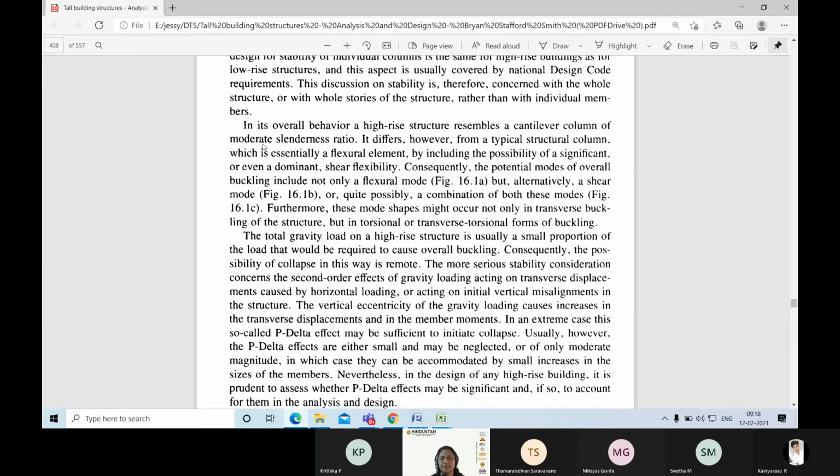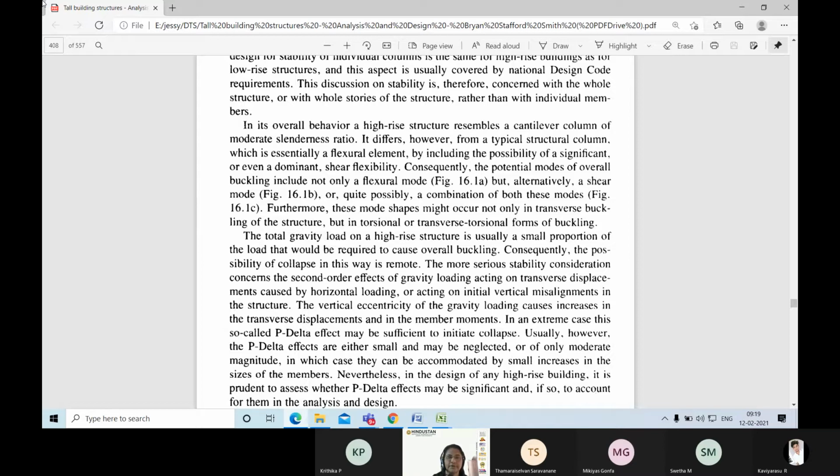So even if it is a single cantilever column, the main mode of that is flexural behavior. It has a tendency to bend, or it has a tendency to sway. An independent structural column, the nature of that particular column is to have flexural deformation. You know that it's a flexural element. It has a capacity to bend.